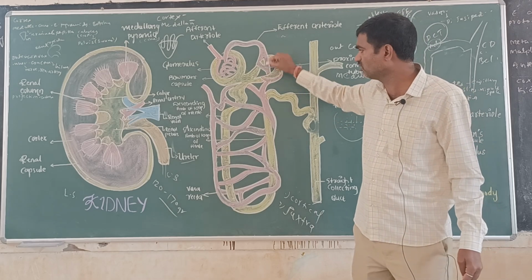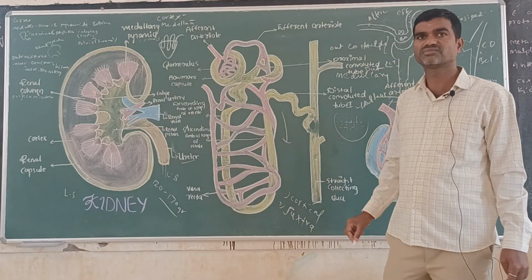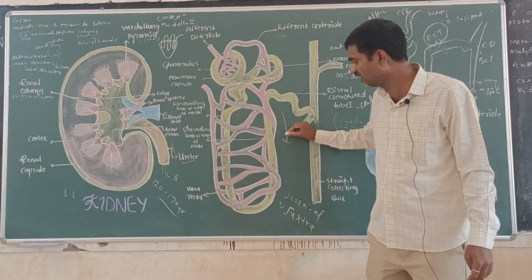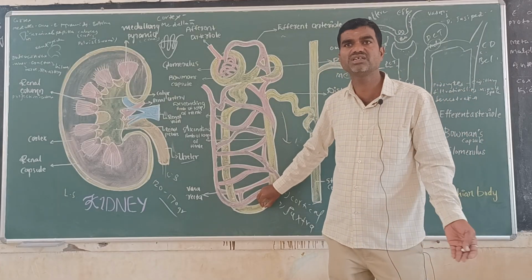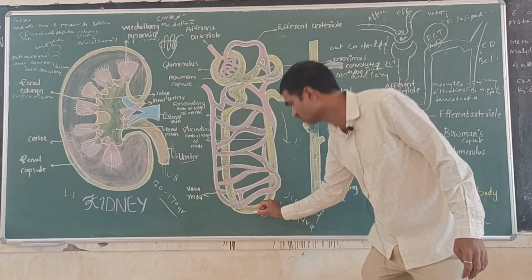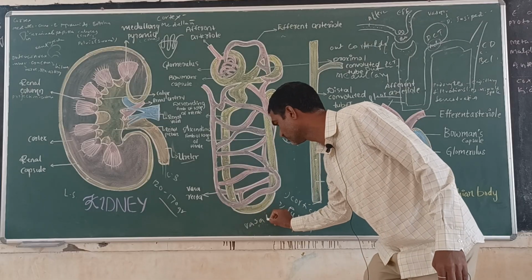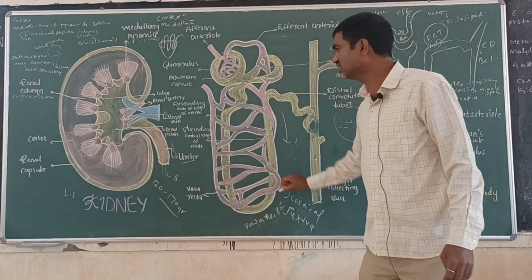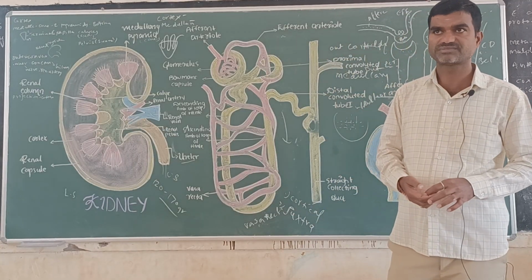From the peritubular capillary network, the blood is passing on. Now it is reaching the layer covering the loop of Henle. That is called the vasa recta. This region is called the vasa recta. Through the vasa recta, now it is going into the medullary region.